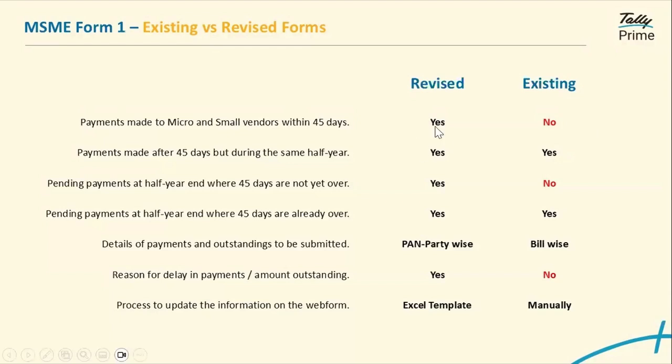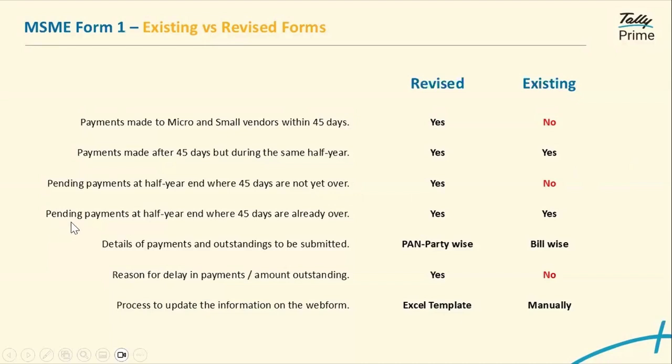But yes, in the revised one, we need to provide that. If you are making any payment after 45 days, then it is the same as earlier, and in the revised form, you need to provide this detail. Pending payments at half year where 45 days are not covered means the outstanding less than 45 days. Earlier, we were not supposed to declare this in MSME Form 1, but now in the revised form, we need to provide that.